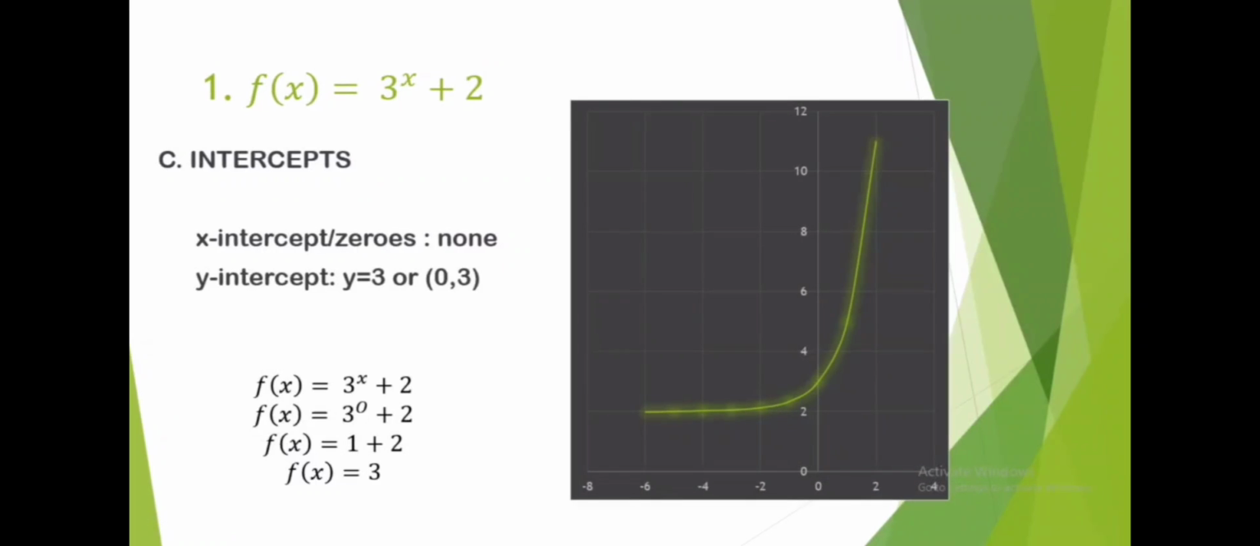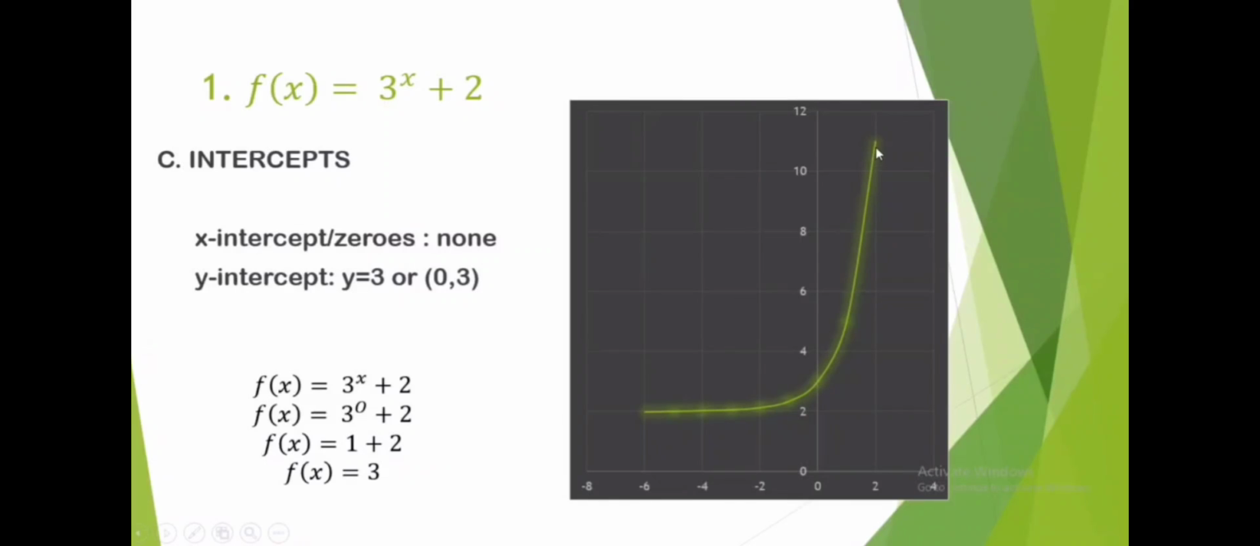Let's proceed to intercepts. Our x-intercept as well as the zeros is none. Why? Because our graph didn't cross the x-axis. Therefore, we don't have any x-intercept. As for the y-intercept, observe the y-axis. Our graph crosses at 3. Therefore, our y-intercept is y equals 3, or in point we have (0, 3).